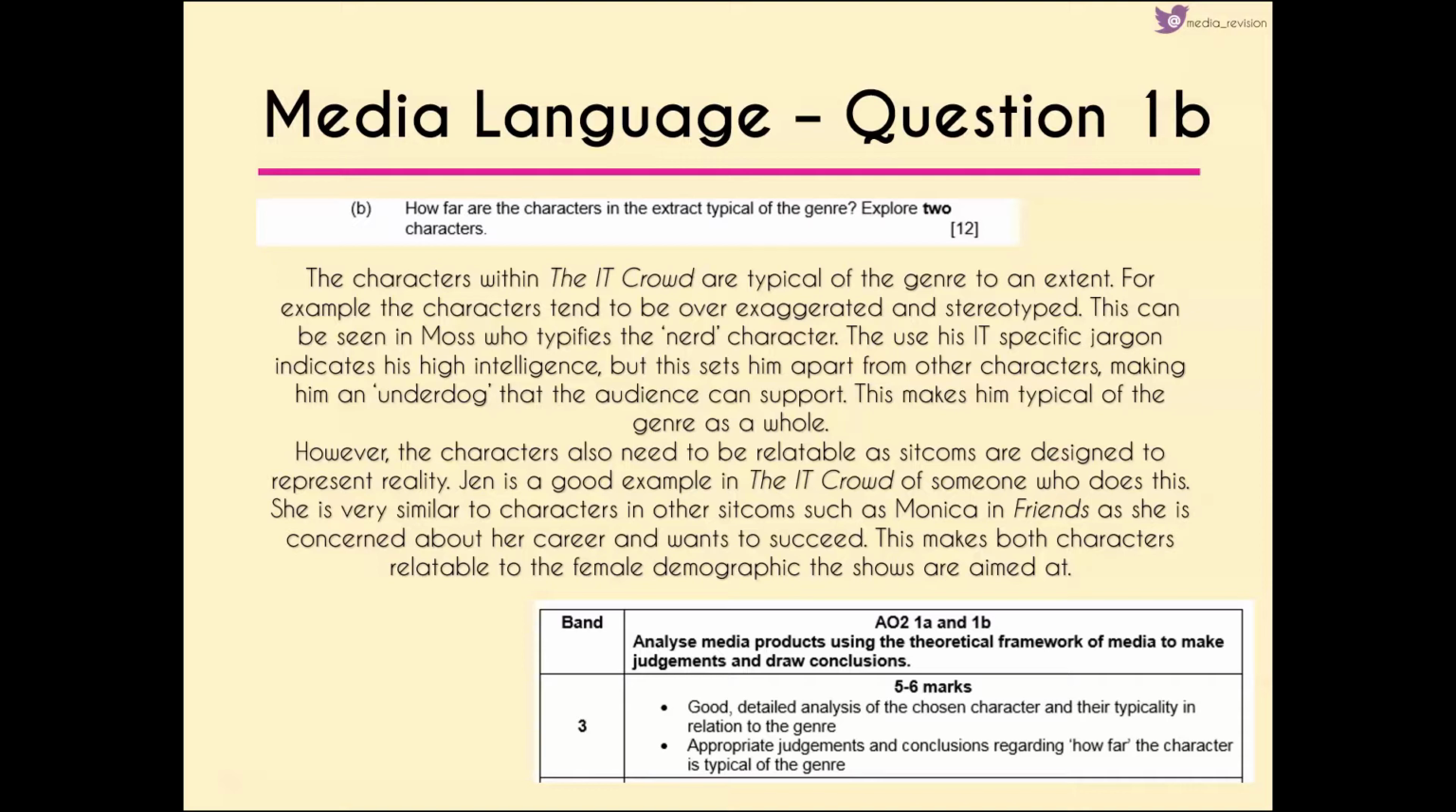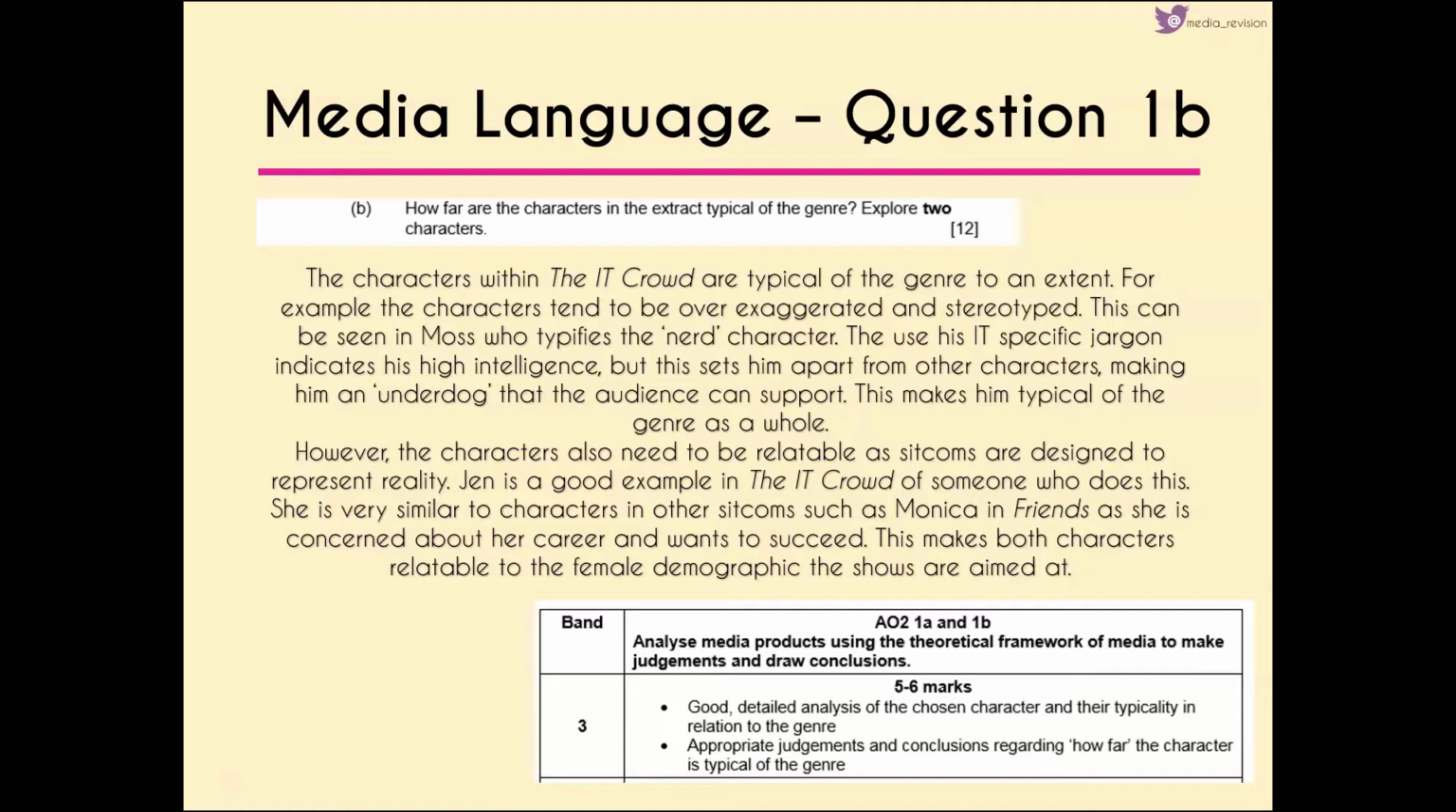However, the characters also need to be relatable, as sitcoms are designed to represent reality. Jen is a good example in the IT Crowd of someone who does this. She's very similar to characters in other sitcoms, such as Monica in Friends, as she is concerned about her career and wants to succeed. This makes both characters relatable to the female demographic that the shows are aimed at.